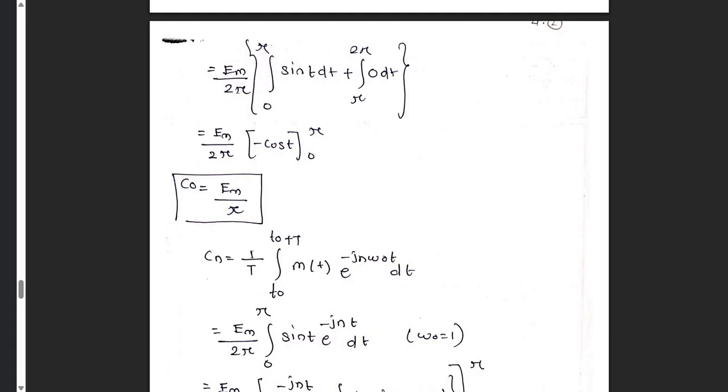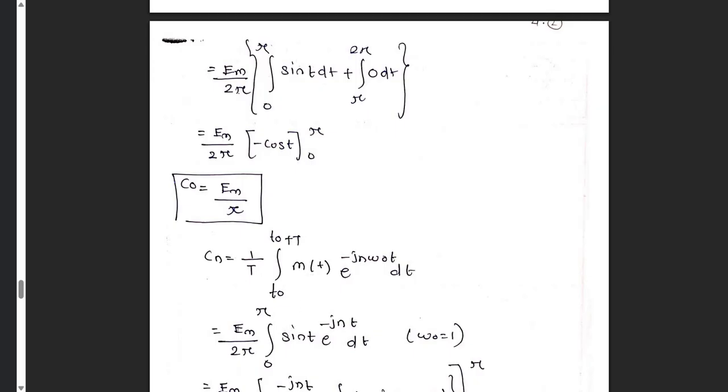Now for Cn, it is 1 by T integration from T0 to T0 plus T of m of t e raised to minus j n omega 0 t. This is our basic formula for calculating Cn, the nth term for exponential form. How is it evaluated? Integration over one period of m of t or x of t times e raised to minus j n omega 0 t dt. And outside the integration, there is a constant 1 upon capital T, that is the fundamental period.